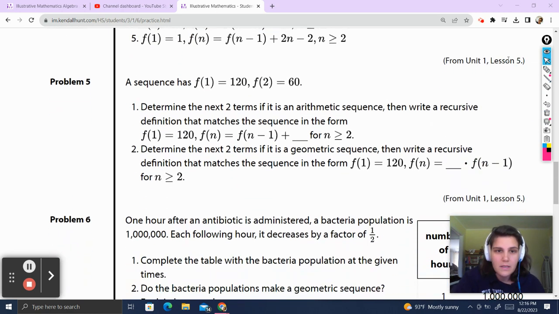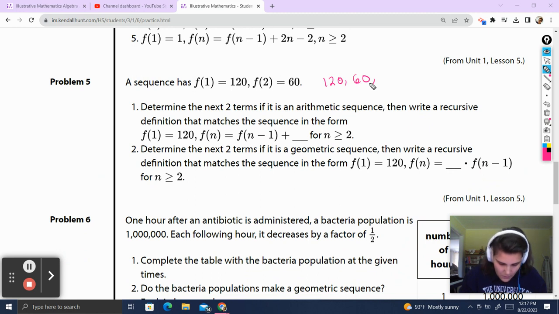A sequence has f of 1 is equal to 120 and f of 2 is equal to 60. So I know it's a sequence. I know my first term is 120. I know my second term is 60. Determine the next 2 terms if it's an arithmetic sequence, and then write a recursive definition that matches the sequence in the form.